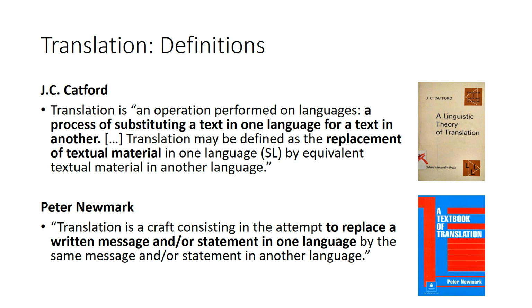All right, on the next few slides, we're going to look at some definitions of translation. All right, so these are not necessarily the dictionary definition. These are definitions provided by people who have written books in the field of translation studies. One is J.C. Catford. He approached translation from a linguistic perspective in his book, A Linguistic Theory of Translation, published in 1965. Catford said that translation is, quote, an operation performed on languages, a process of substituting a text in one language for a text in another. He went on to say, translation may be defined as the replacement of textual material in one language by equivalent textual material in another language.